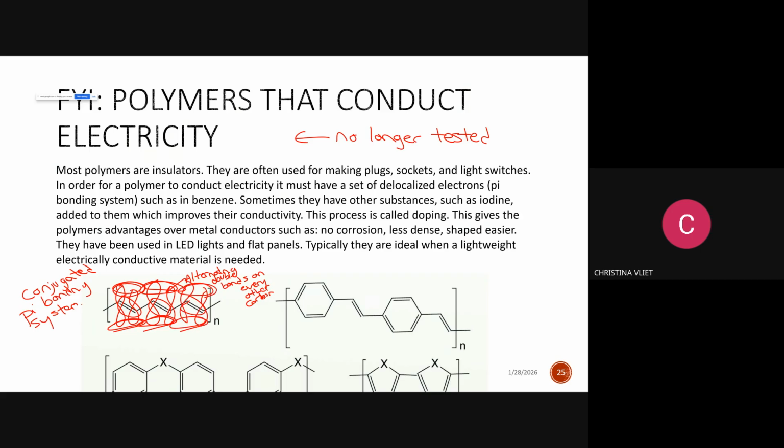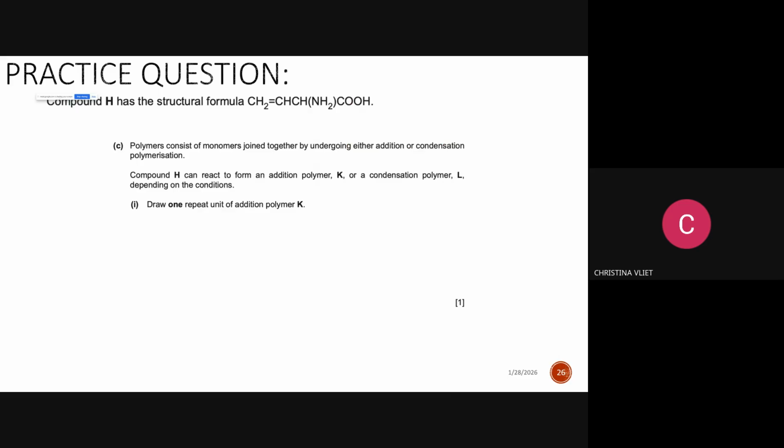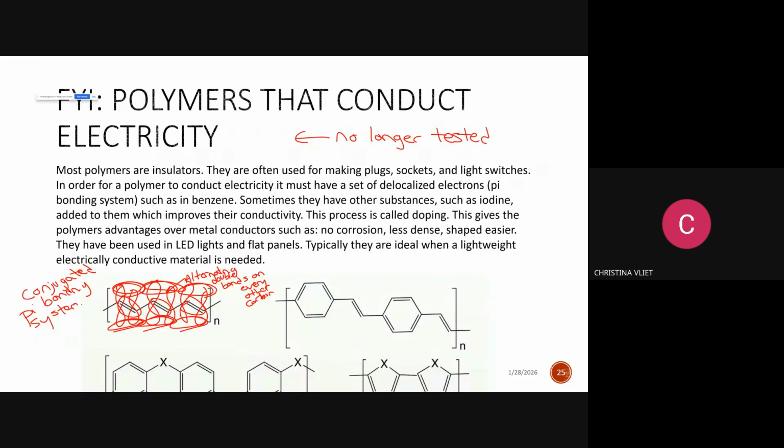Beautiful artistry, I know. All the pi bonding there allows for the movement of electrons throughout those pi bonds. You see it? Like electrons move through there, as long as the pi bonding system is conjugated.